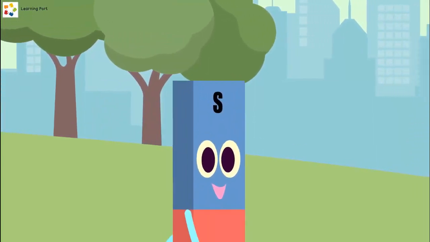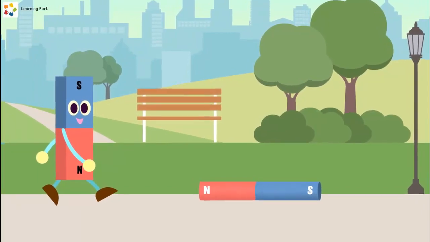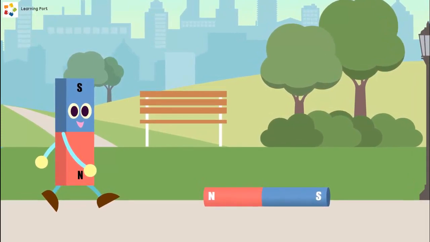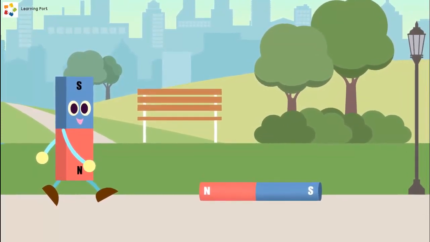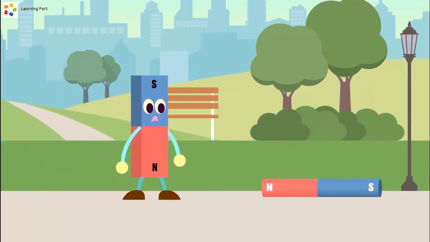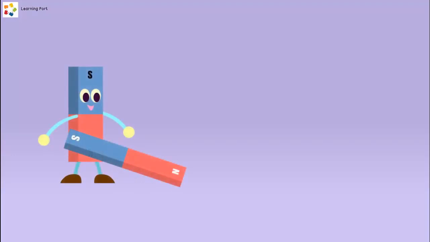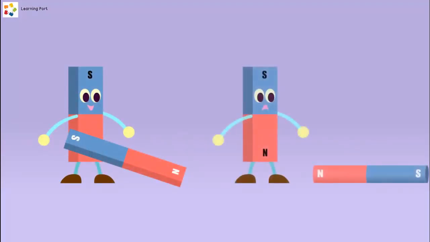He kept walking. He saw a cylindrical magnet. But this time, as Barry got nearer, the cylindrical magnet moved away from him. He kept getting nearer, and the magnet moved away. Why is the bar magnet attracted to Barry? Why isn't the cylindrical magnet attracted to him?